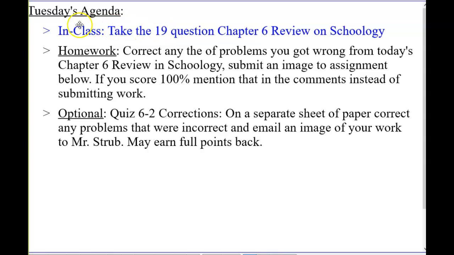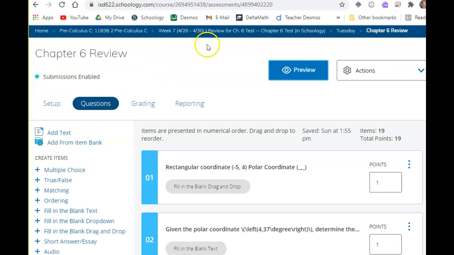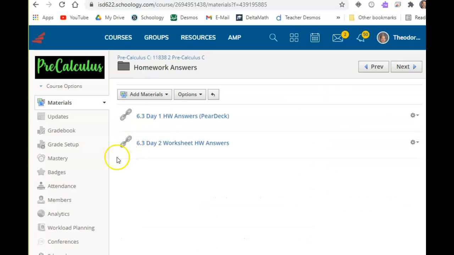All right, so this is what we got. Right now in class, you're going to start the 19 questions on the review. If you finish them, you could start correcting them. In the afternoon session, I am going to release the answers to these 19 questions with my worked out solutions. I will post them in the answer portion of Schoology. So just so you guys are aware, we haven't used this a lot because a lot of stuff we did in Delta Math, but in our pre-calculus slide, there's the homework, and I will post them right here. It'll say Chapter 6 review answers.